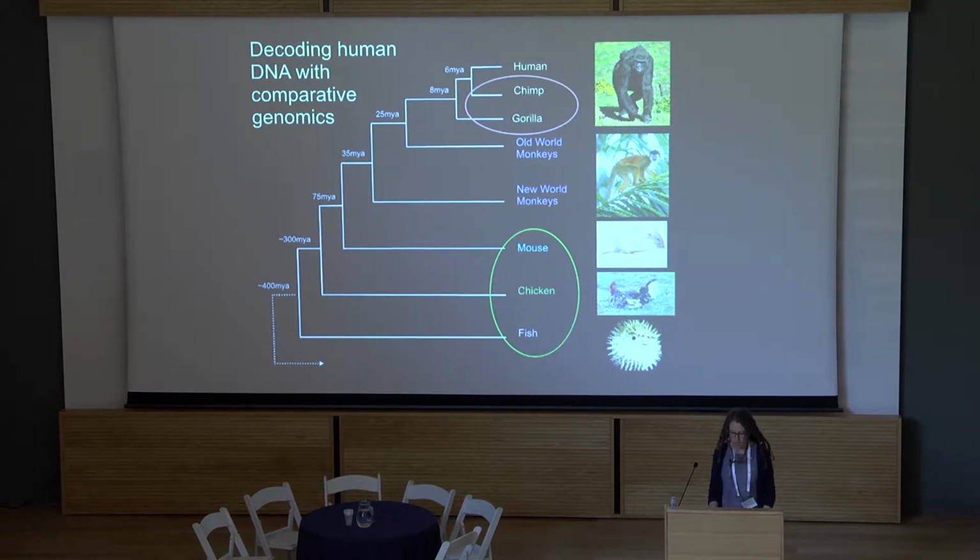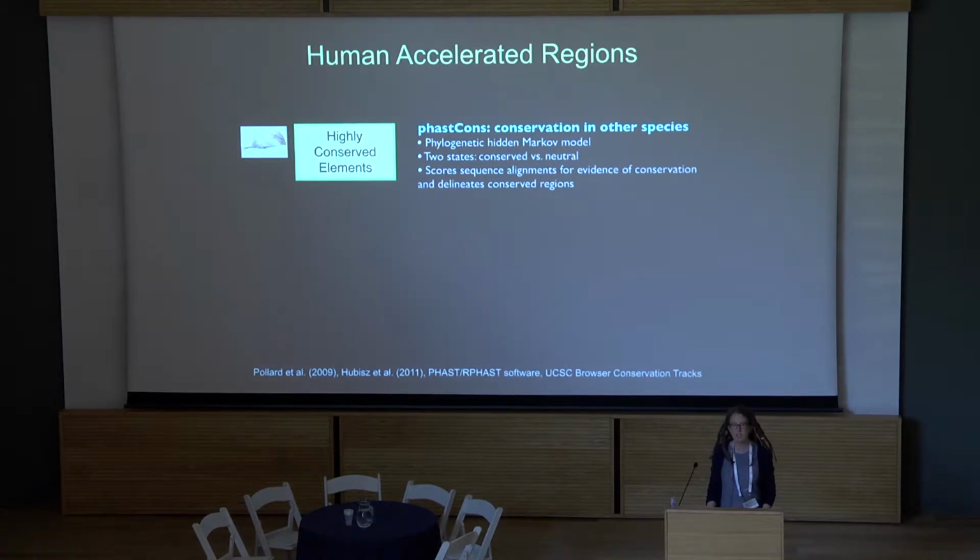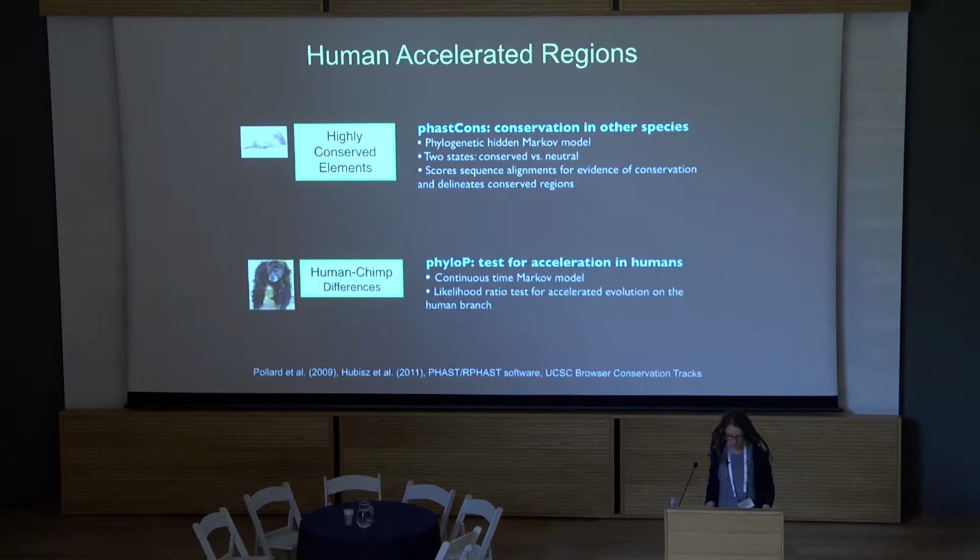And so I have focused on the intersection of those two concepts and have developed statistical tools that I'll briefly describe. First of all, to find highly conserved elements. This was joint work with Adam Siepel, who's now at Cold Spring Harbor Lab, when he was a student and I was a postdoc in David Haussler's lab. And if you're familiar with the conservation tracks in the UCSC genome browser, this and the next tool form the basis for those.